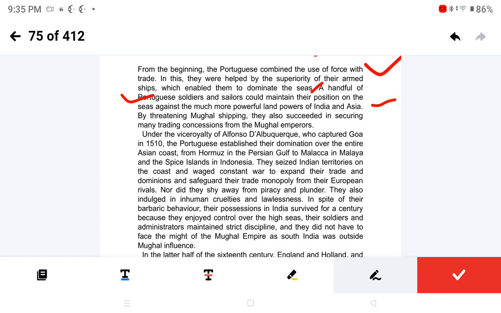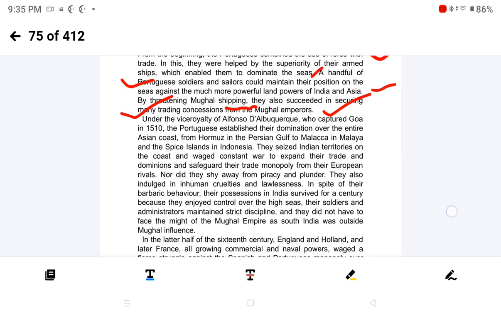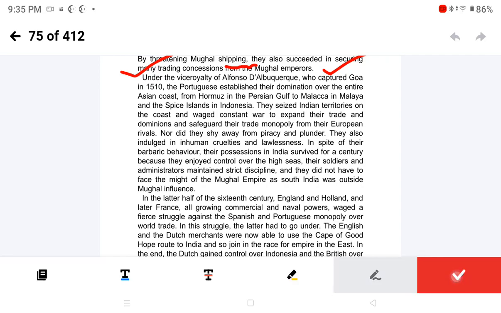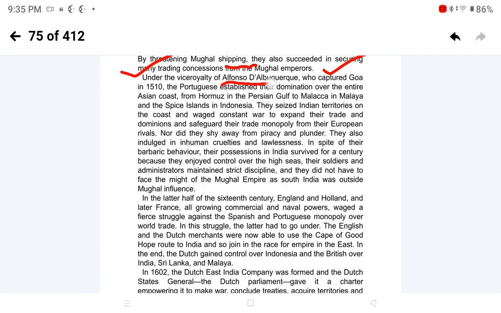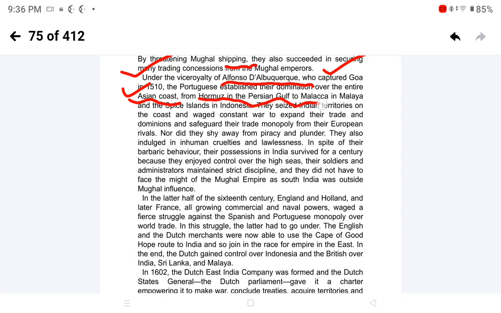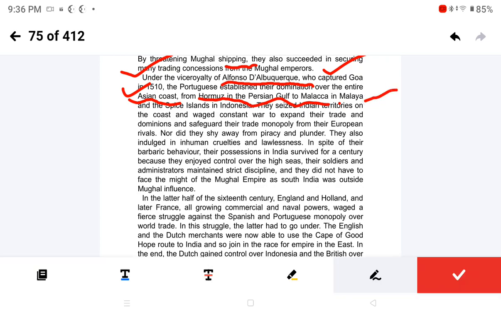By threatening Mughal shipping, they also succeeded in securing many trading concessions from the Mughal emperors. Under the viceroyalty of Alfonso de Albuquerque, who captured Goa in 1510, the Portuguese established their domination over the entire Asian coast, from Hormuz in the Persian Gulf to Malacca in Malaya.